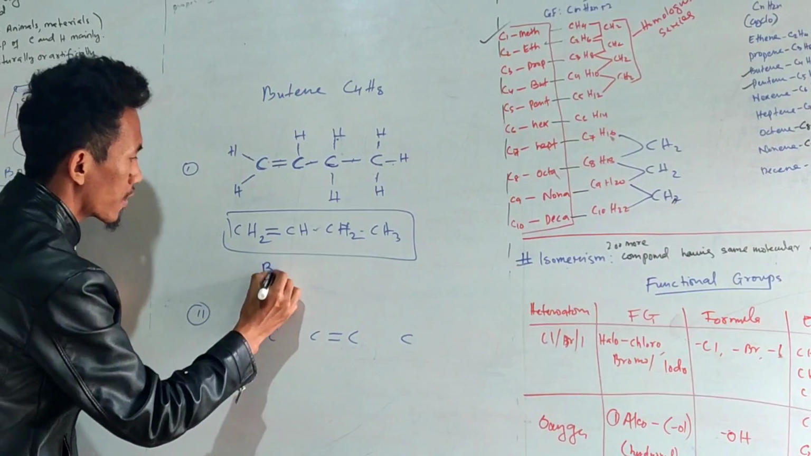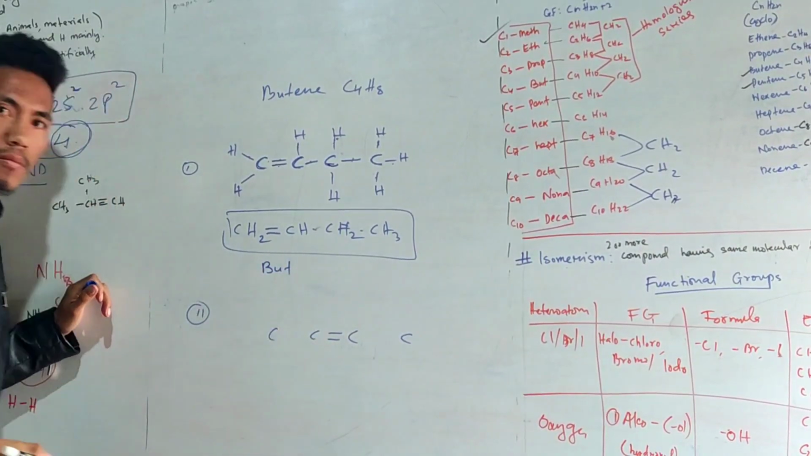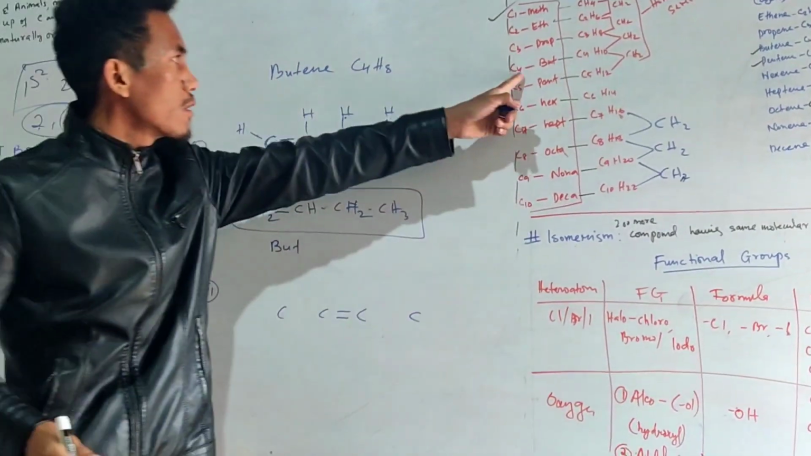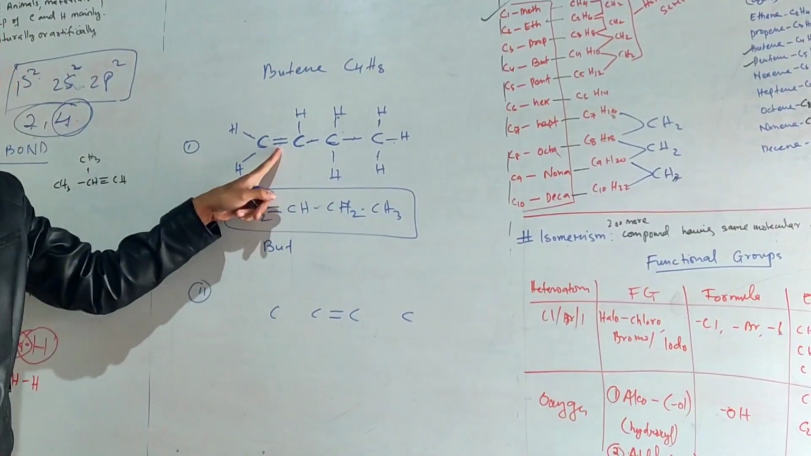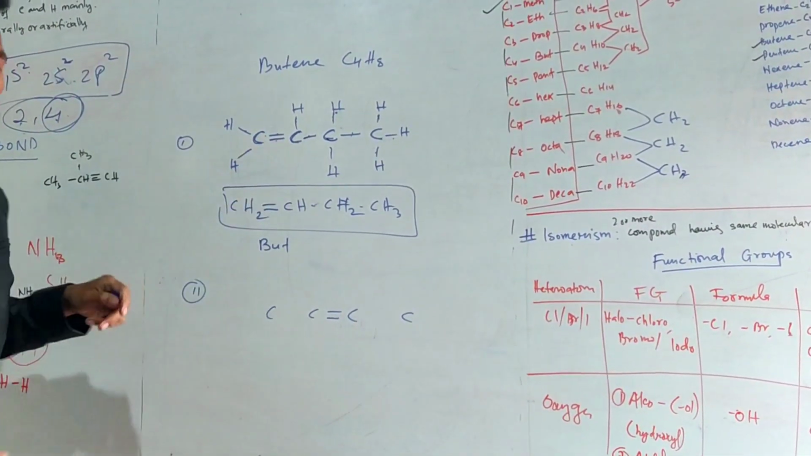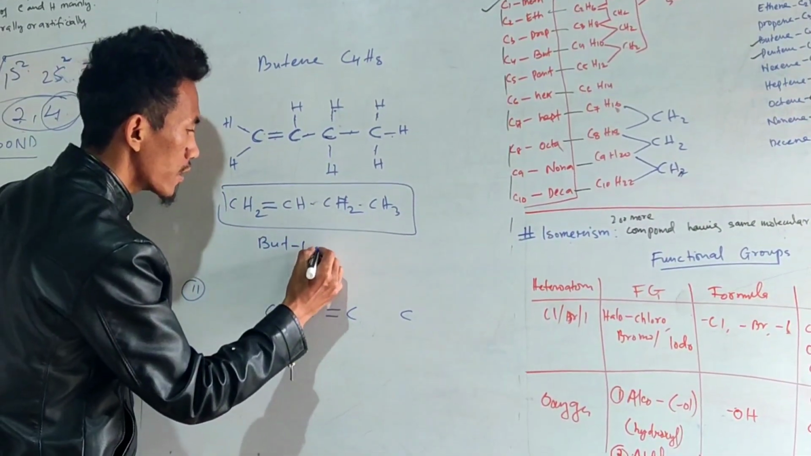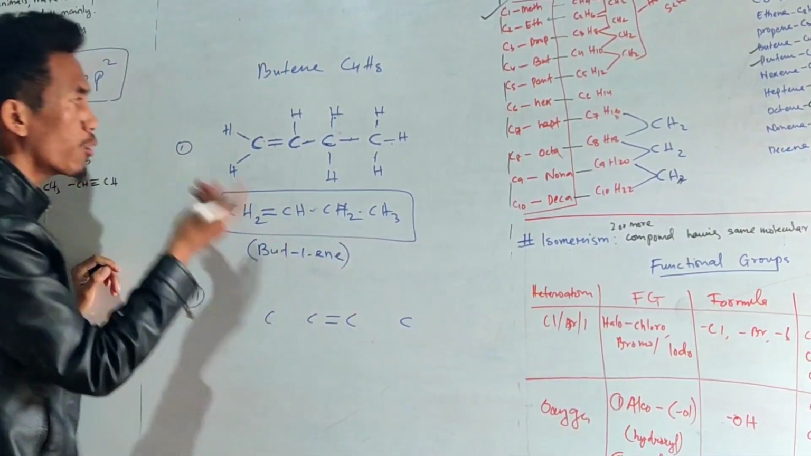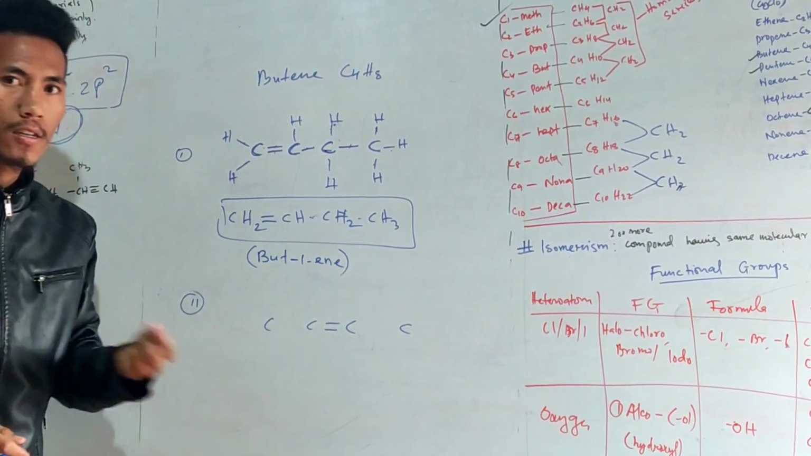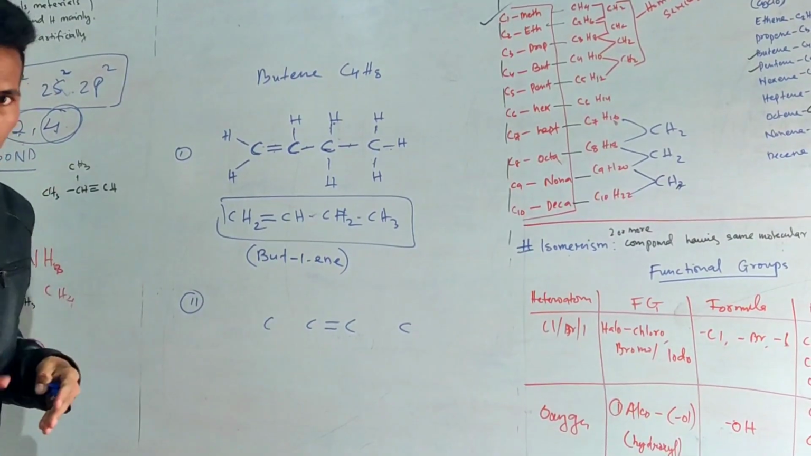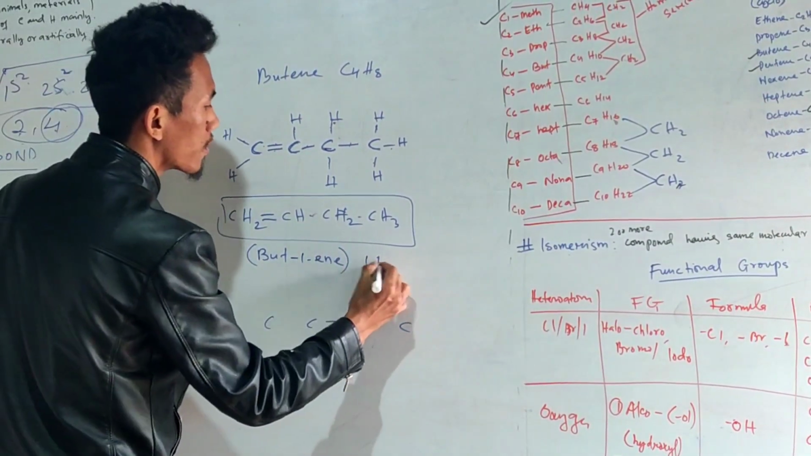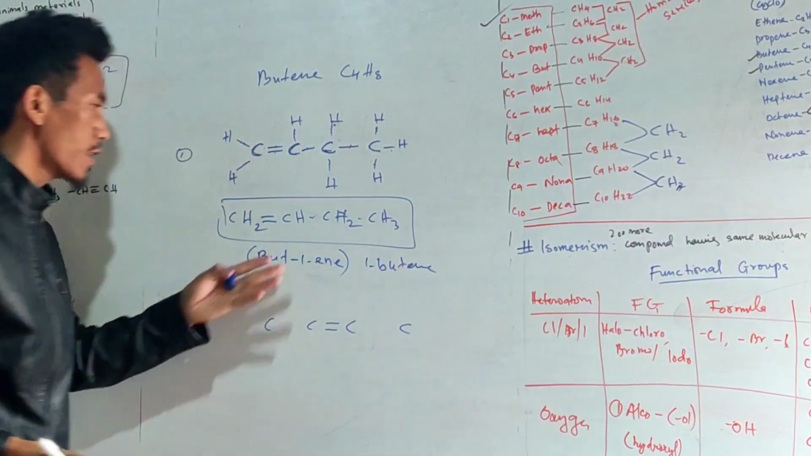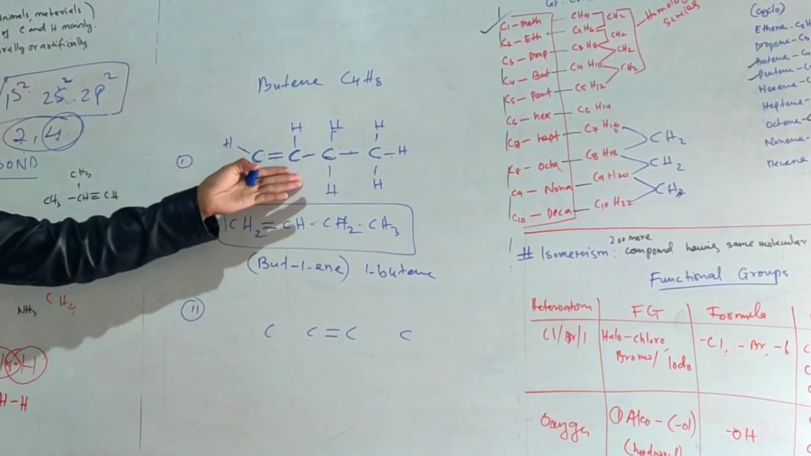So we should name it but. 4 carbon means but. Okay, where is the double bond? In the first carbon. So but-1-ene, not ane, because of the double bond. This is the name of this structure, but-1-ene, or 1-butene. You can write that. This is the naming of this structure.